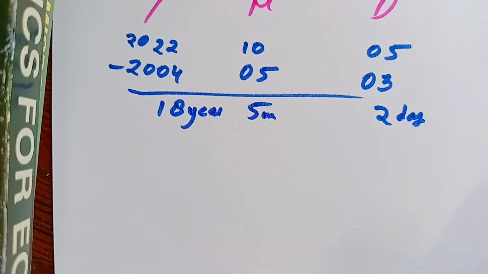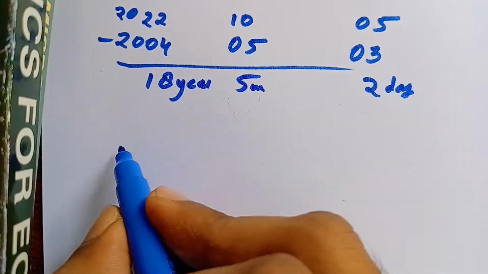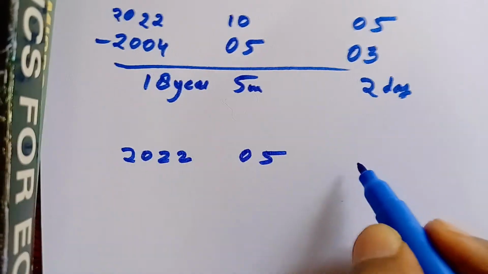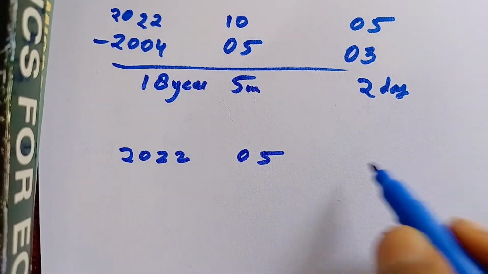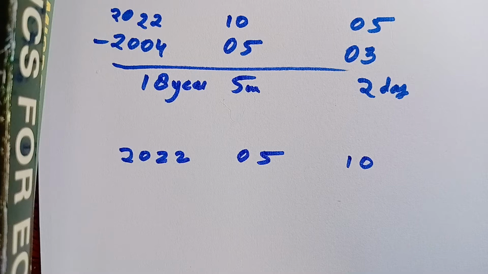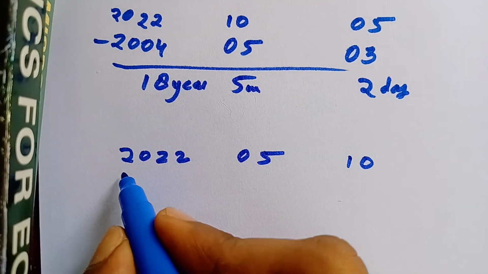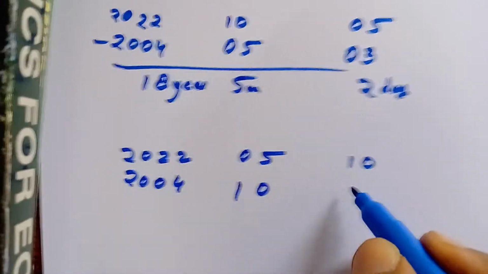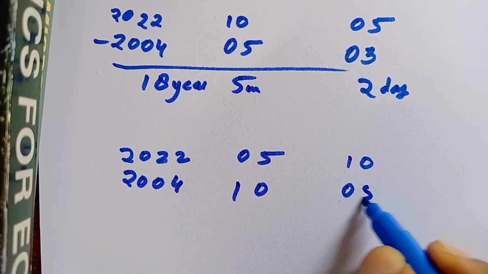Now let's take another example. Today's date, month and year. Now taking another example like 2004, 10 and 05.